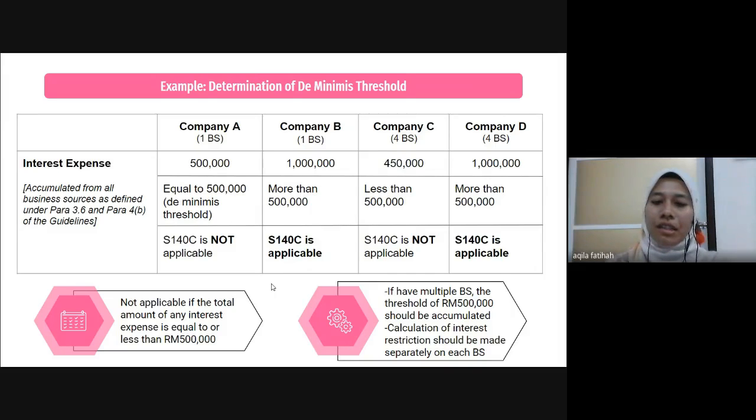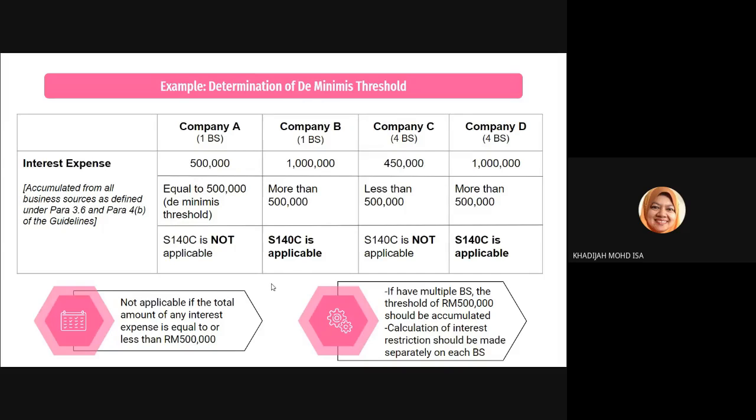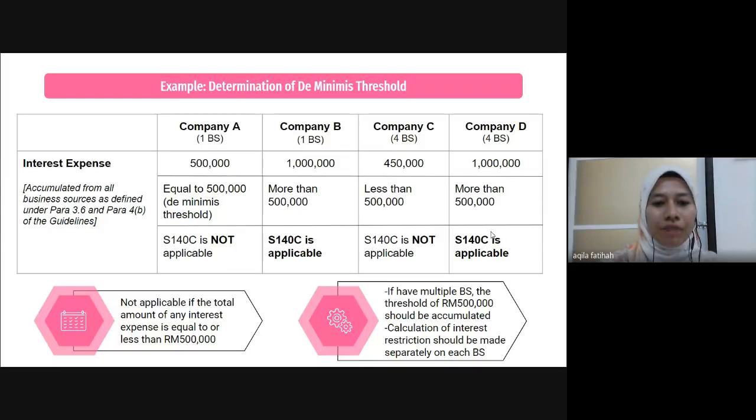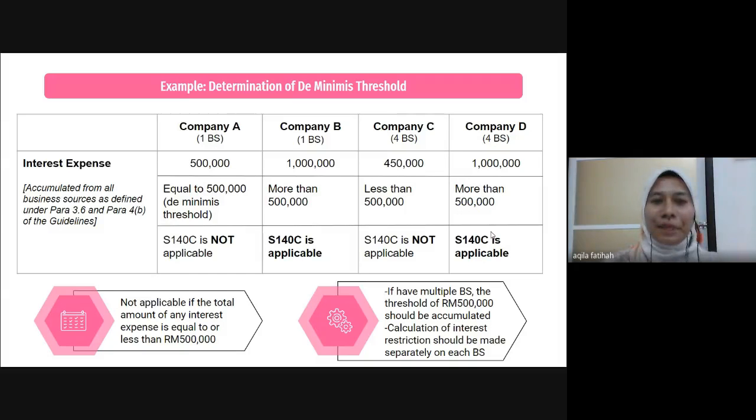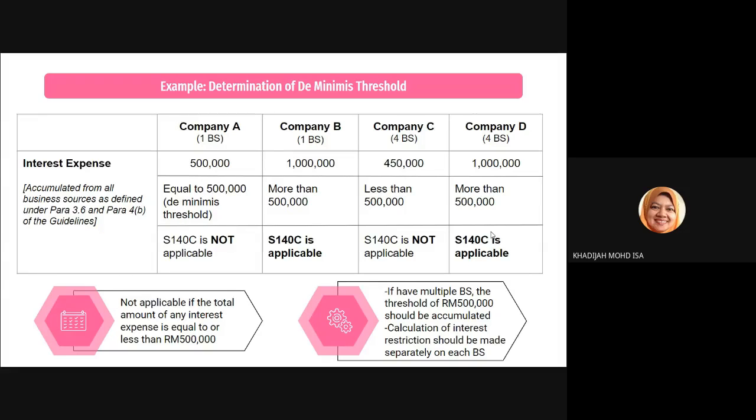Hold on. Company A, interest expense 500,000. But you say that it's not applicable if the amount is equal to 500,000, or less. If it is 500,001 it will be caught. Yes, it is applicable. 500,000 and below is not caught.